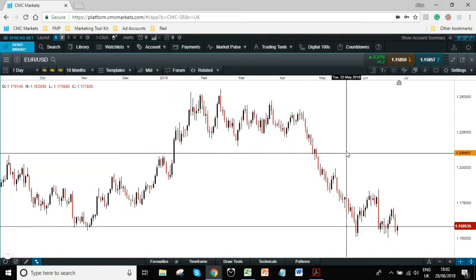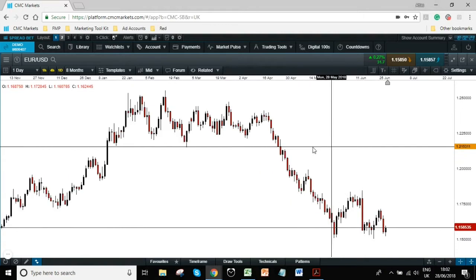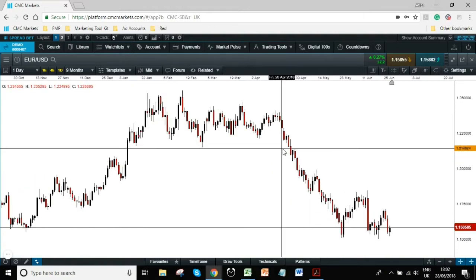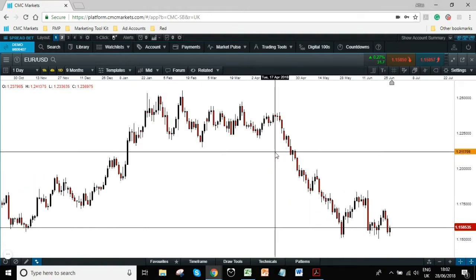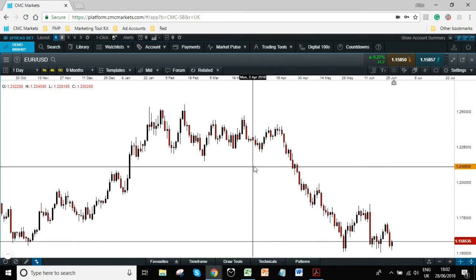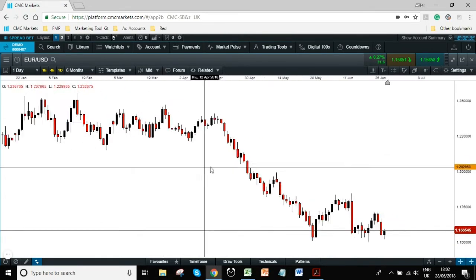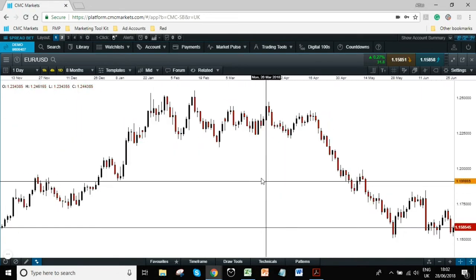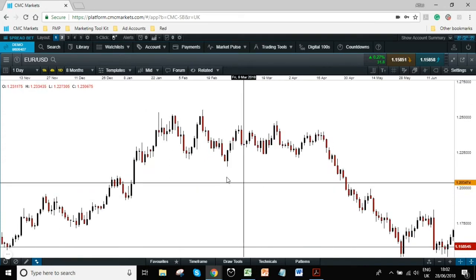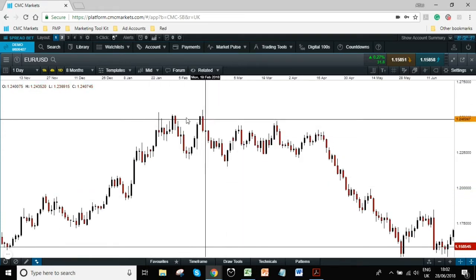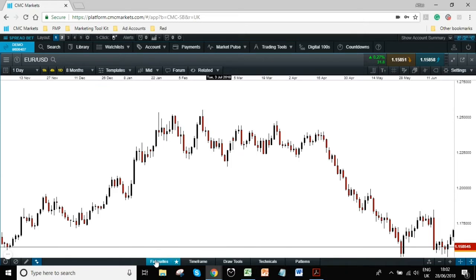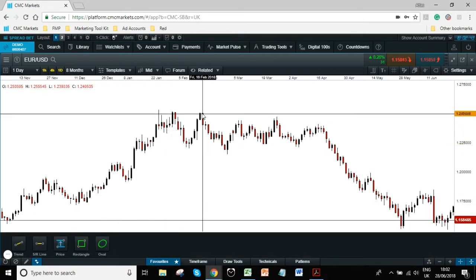Now, the Euro USD gives us that perfect picture, guys, in terms of where the banks got their orders filled up here, right? So, the banks are selling at the swing highs here. So let's just say, this is, they want to get what? 10, 20, 30, 40.